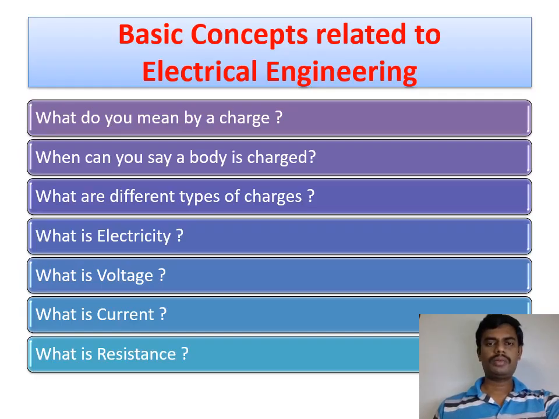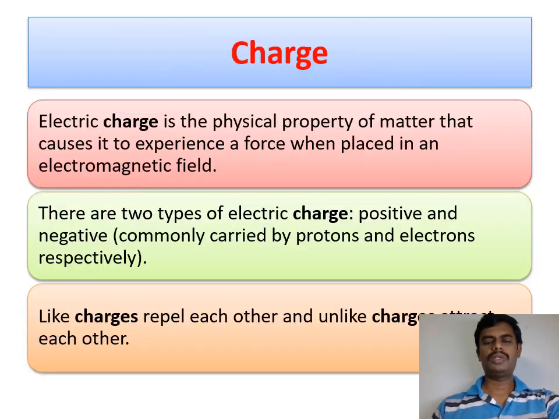Coming to the basic concepts of electrical engineering, we need to know all these. What do you mean by charge, and when can you say that a body is charged, and what are the different types of charges, and what is electricity, what is voltage, what is current, what is resistance? We need to know all this before going to learn about DC machines or electrical machines.